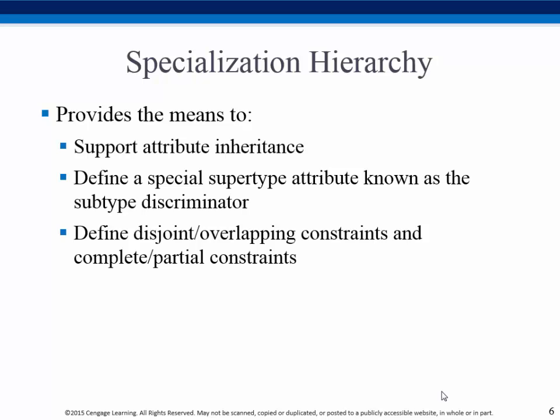You can define a special supertype attribute that is known as a subtype discriminator. The subtype discriminator determines which subtype the supertype occurrence is related to. It is common practice to show the subtype discriminator and its value for each subtype in the ER diagram. The default comparison condition for the subtype discriminator attribute is the equality comparison.